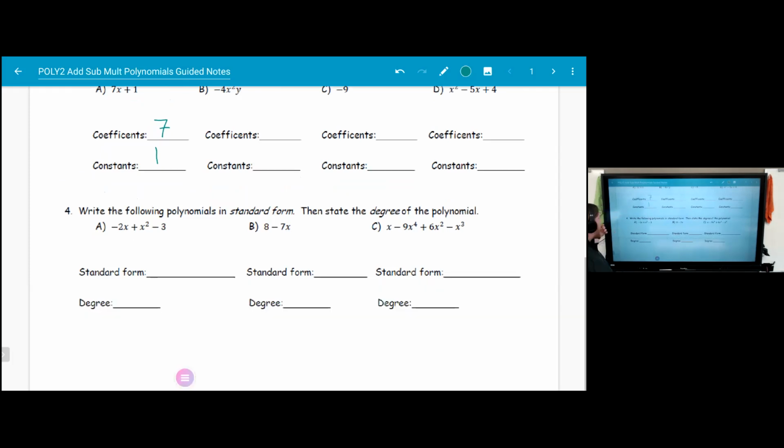Now, let's talk about standard form again. We're trying to write from the biggest exponent to the smallest exponent. What I have here is negative 2x plus x squared minus 3. My biggest exponent is squared, so I'm going to put the x squared first, then minus 2x minus 3. Our degree, or the biggest exponent we've got, is 2. We call this a second degree equation. Okay. Now go ahead and try numbers or letters B and C, and then pause it. Well, you're gonna have a pause anyway. Come back, take a look, see how well you did.